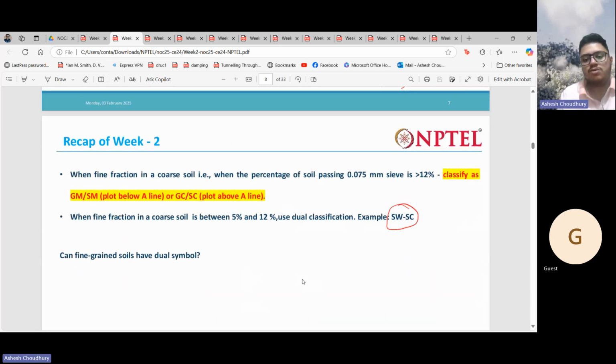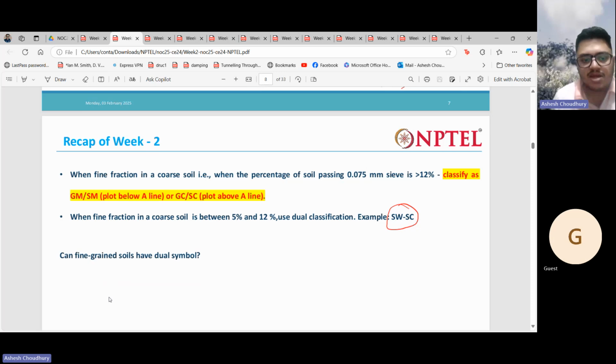So when the fine fraction in a coarse soil is greater than 12%, that is, the soil is mostly coarse, but the amount passing the 75 micron sieve is greater than 12%, then we do not classify the coarse soil in terms of gradation. In that case, we classify the coarse soil as clayey gravel, clayey sand, silty gravel, silty sand, like that. Just have a look here, this highlighted portion. It's an important point.